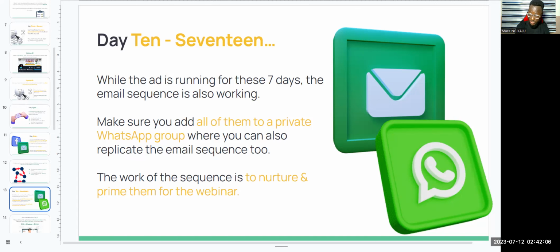So add them to a private WhatsApp group and replicate the email sequence. That is the webinar conversion sequence that you are going to get once you follow me and retweet my pinned tweet. The work of that sequence is to nurture and prime them for the webinar. You are just going to be editing things like your name and your niche. The work of that sequence is to nurture them and get them hungry to see you live on your webinar and hungry enough to buy your offer.